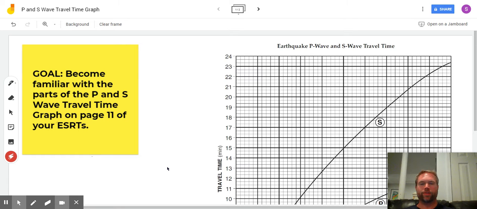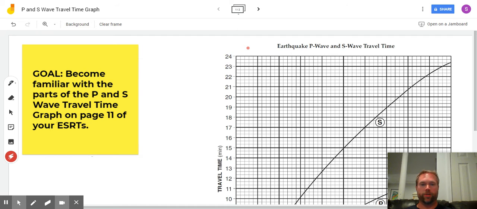Hi everyone, Mr. Houston here, and I'm going to be providing you with a brief tutorial or lesson on becoming familiar with the parts of the P and S wave travel time graph that's on page 11 of your reference tables. So before we get started, make sure you have out page 11 of your reference tables with something that you can write with, as you're probably going to want to take down just a couple of brief notes as we review this together.